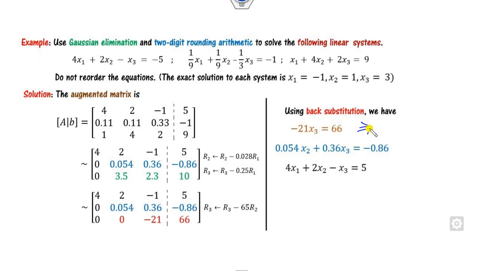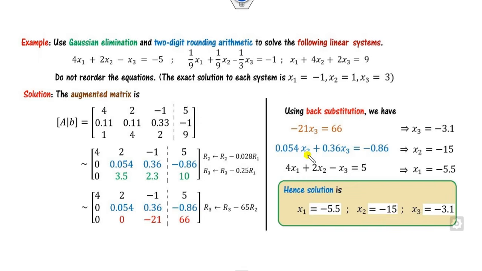You can find the values of x1, x2 and x3. Now clearly the value of x1 is very far away from the exact solution. How can you find the exact solution? You can easily solve this by A inverse B. Similarly x2, you can see, is very far away. The reason these results are very far away is because of rounding and because no partial pivoting was applied, since this number is approximately 0.